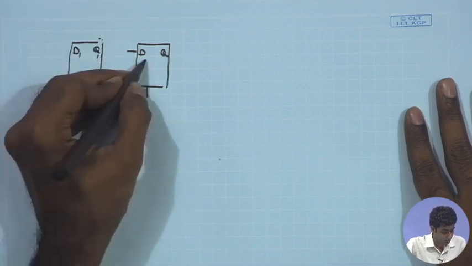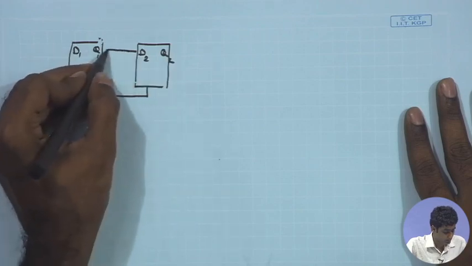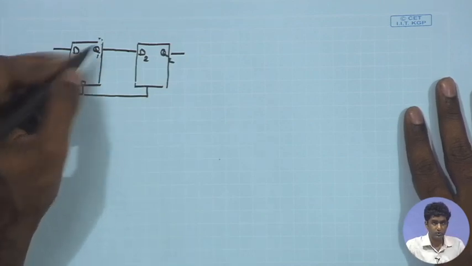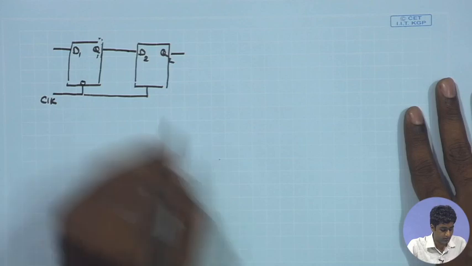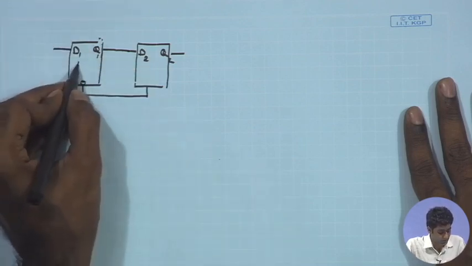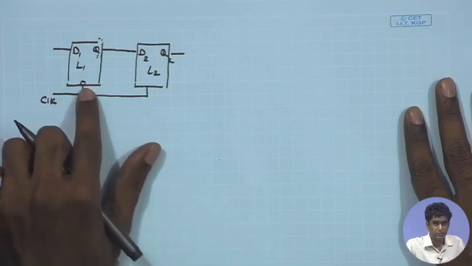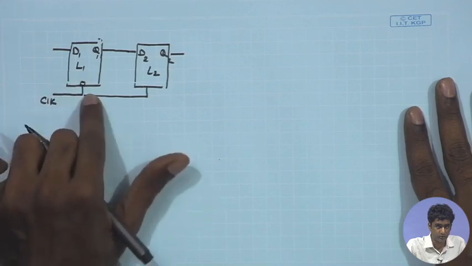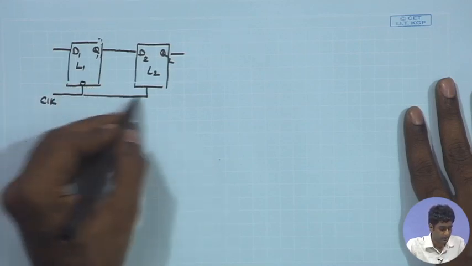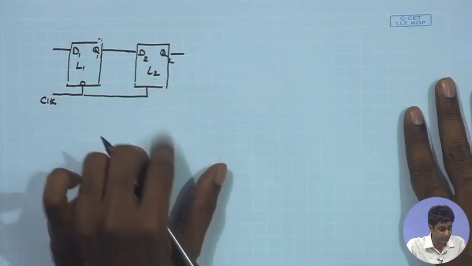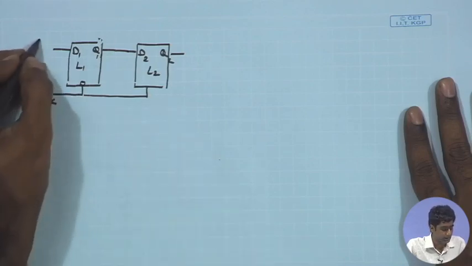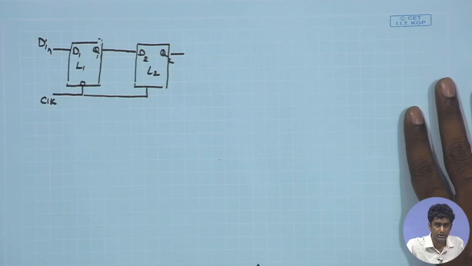Let us call it D1 Q1, D2 Q2, and you have the output of Q1 connected to the input of the second latch. So, I can call this latch 1, L1, and let us call this latch 2. Latch 1 is low level sensitive. So, this becomes transparent when the clock is low, that is denoted by this bubble, and we have latch 2 which is high level sensitive. So, this becomes transparent when the clock is high, the same clock is being fed to both of them, and the input D in is available over here, and we have the final output Q over here.